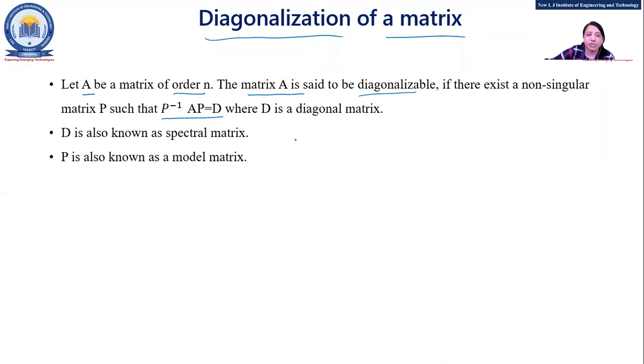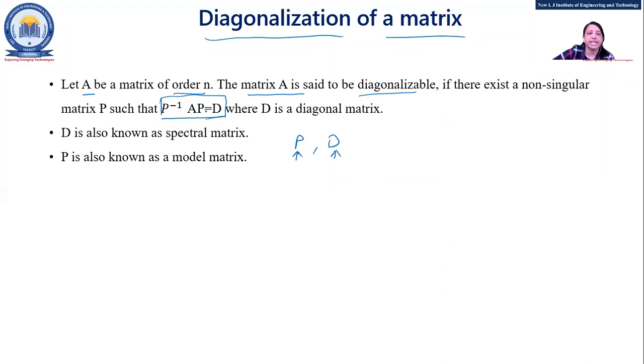Now the question is, what is P? That means what is P and what is D? Just don't go through this sentence because it will be difficult to understand. First we'll understand what P and D are, and then we'll come back to the definition. But whenever you want to say that a particular matrix is diagonalizable or not, at that time you need to prove this condition. That's it.